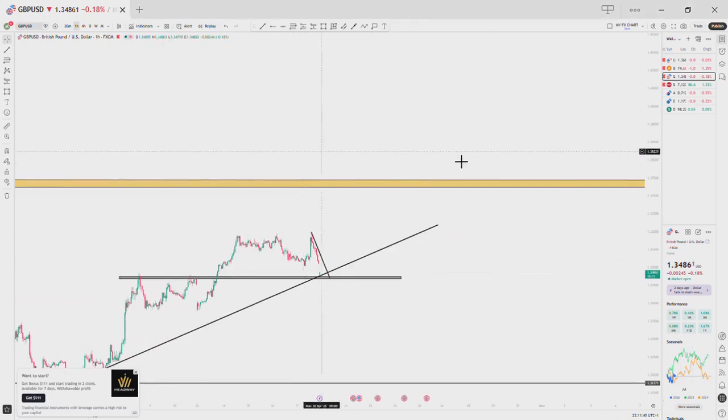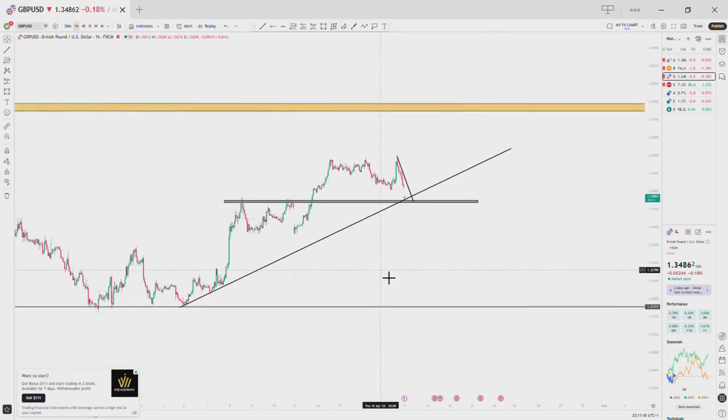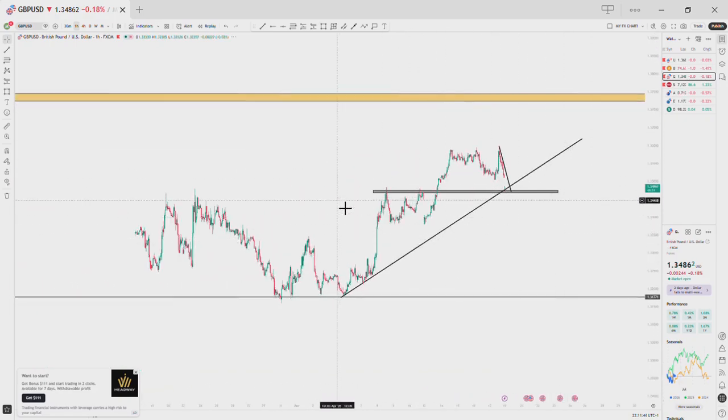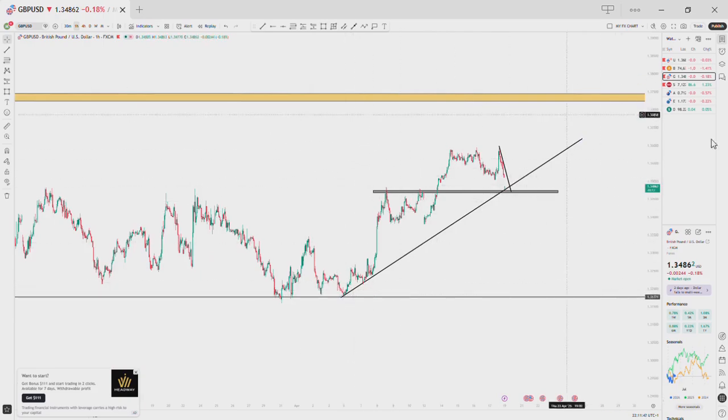Okay, so that's it on GBP USD. So what's the next pair I want to analyze for next week, guys? Okay, this is 1, 2, 3 touches. Okay, GBP USD, we understand. Looking for trades on BTC USD as well.